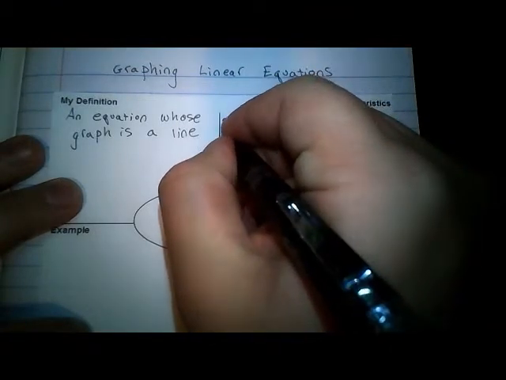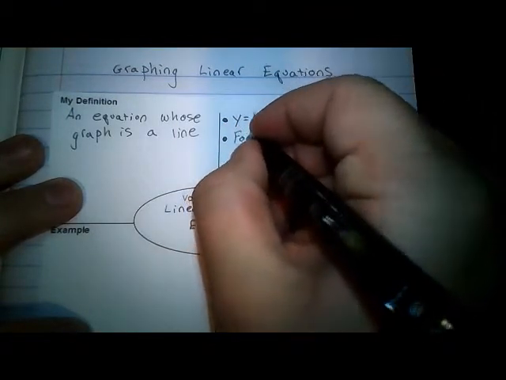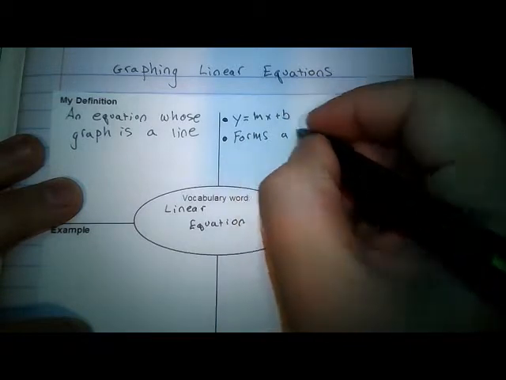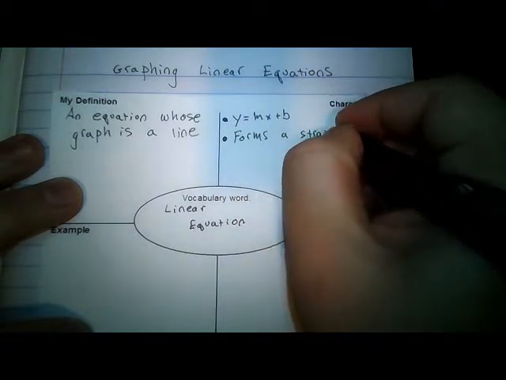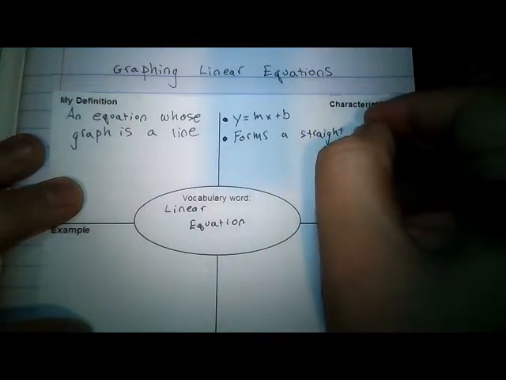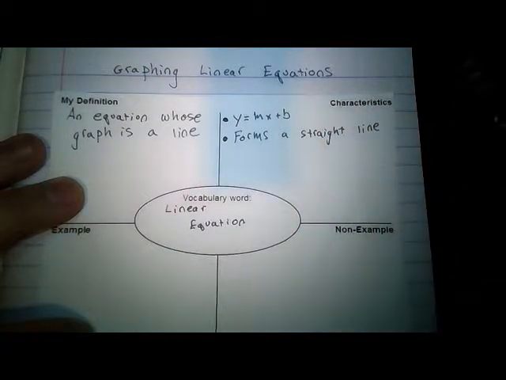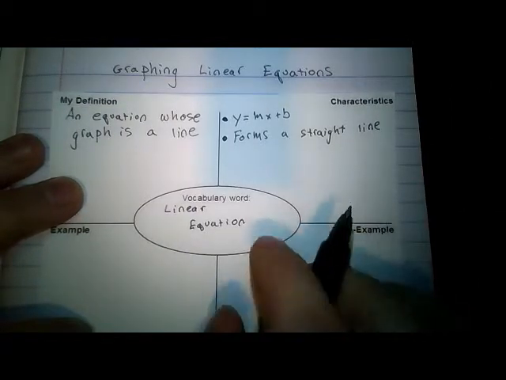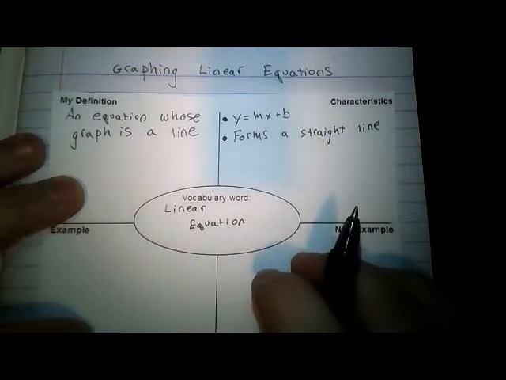Another characteristic is that it forms a straight line. So it's not going to be curved, it's not going to go up and then down, it's just going to be a straight, constant line.